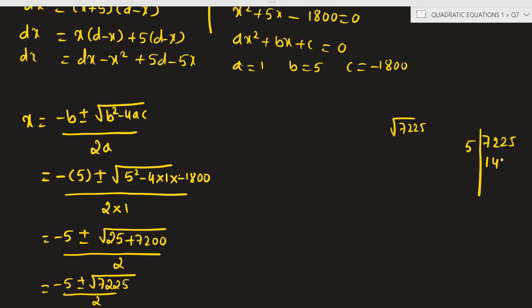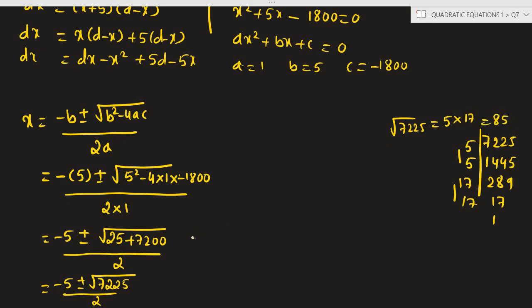5 1s are 5, 5 4s are 20, 5 5s are 25, and this is 5. 5 2s are 10, 5 8s are 40, 5 9s are 45, and this is 17. 17 17s are 17 1s are 17. And here how many pairs of 5 are there? 1. And how many pairs of 17 are there? 1. See, you need to take one pair of 5 and one pair of 17. How much is it? 85.